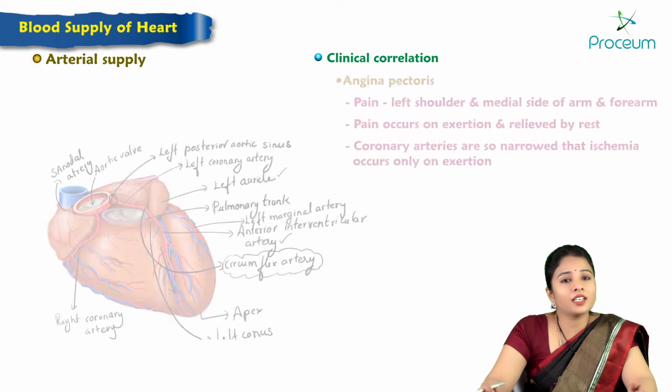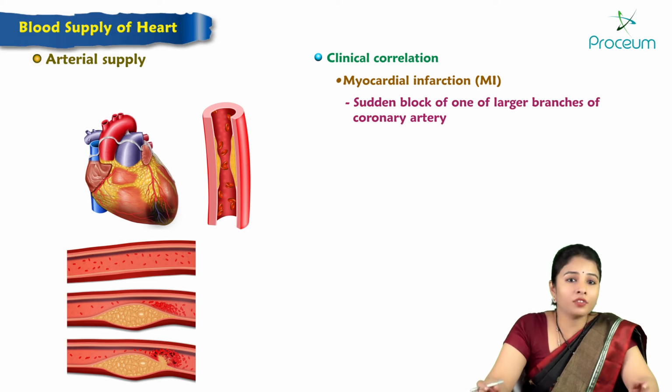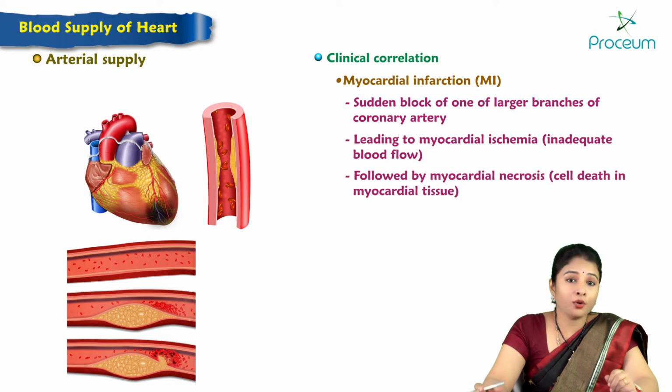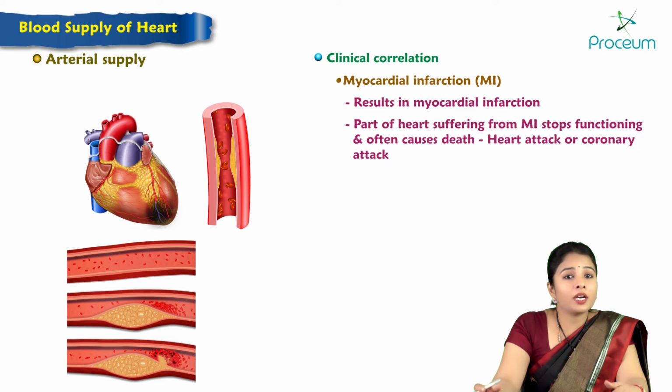Okay, the next condition is myocardial infarction, where a sudden block of one of the larger branches of either coronary artery usually leads to myocardial infarction, that is inadequate blood flow, followed by myocardial necrosis, meaning the death of the cells of myocardial tissues. So the part of the heart suffering from myocardial infarction stops functioning and often causes death. So this condition is termed heart attack or coronary attack.